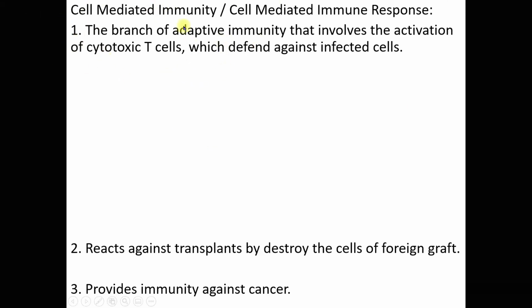The cytotoxic T cells can be activated in two ways: by receiving interleukin 2 from the activated helper T cell, right? Or when the cytotoxic T cell itself, the naive cytotoxic T cell, binds with the antigen MHC class 1 complex on the surface of the infected cells. Two ways how cytotoxic T cells can be activated in this cell-mediated immunity, in contrast with the B cell.